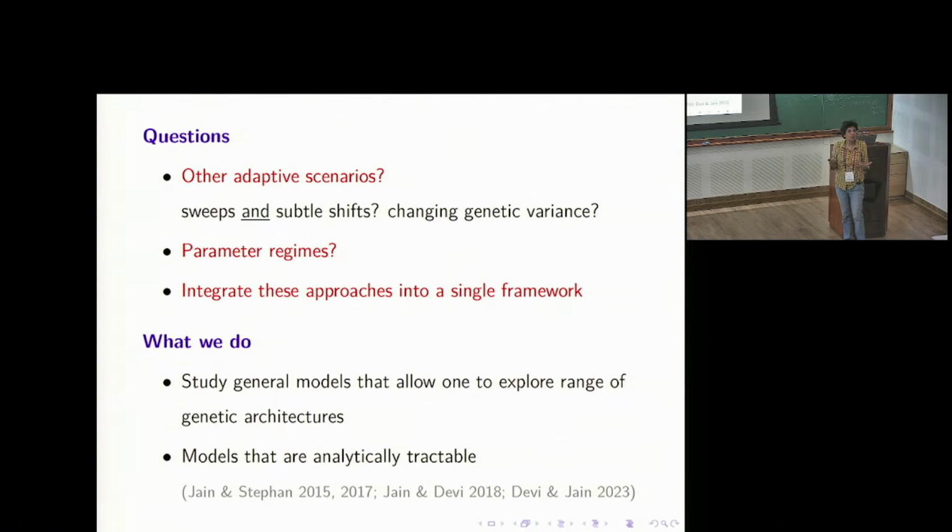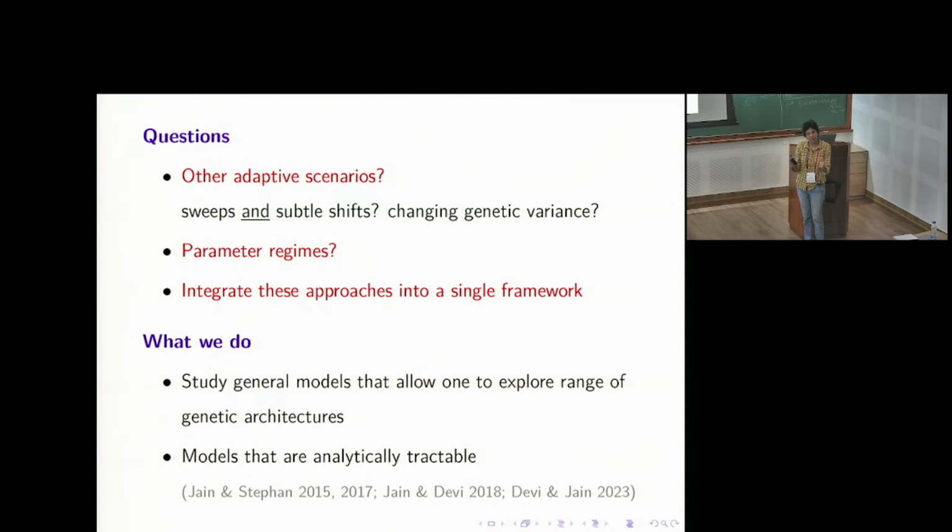Okay, so the question that I'm asking here is, are there other adaptive scenarios that are possible? We spoke about only sweeps, like in the popgen picture, or only subtle shifts, which is the quantitative genetic picture. Can we have both? Can there be an interplay of these two? Can both of them together in some fraction drive the adaptation process? I said the infinitesimal model assumes that the genetic variance does not change with time. Can that also change? Okay, and if so, in what parameter regimes? What should I change in this more general setup, where we will see more general dynamics?